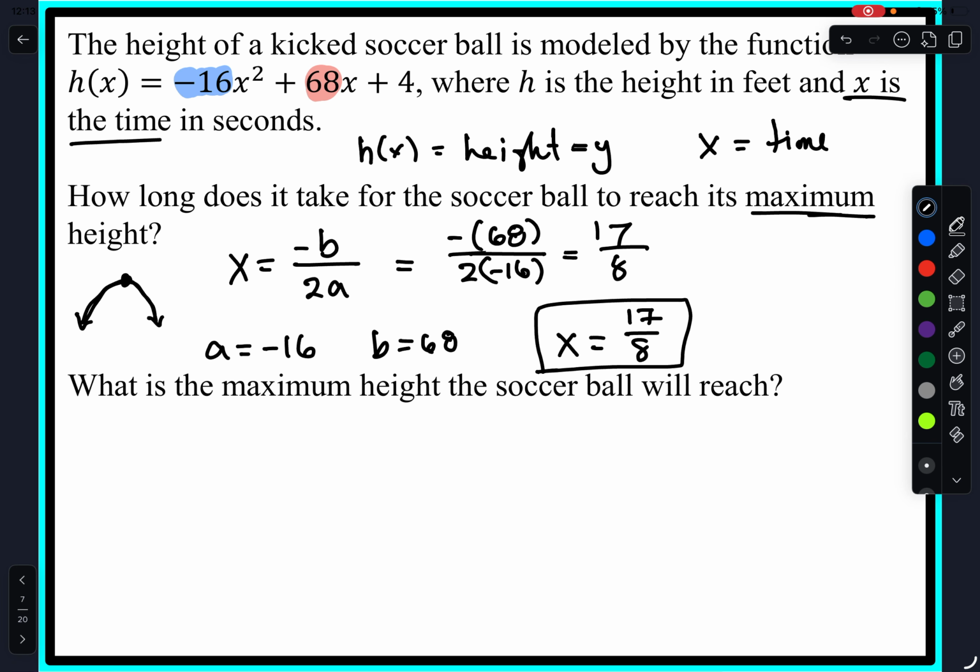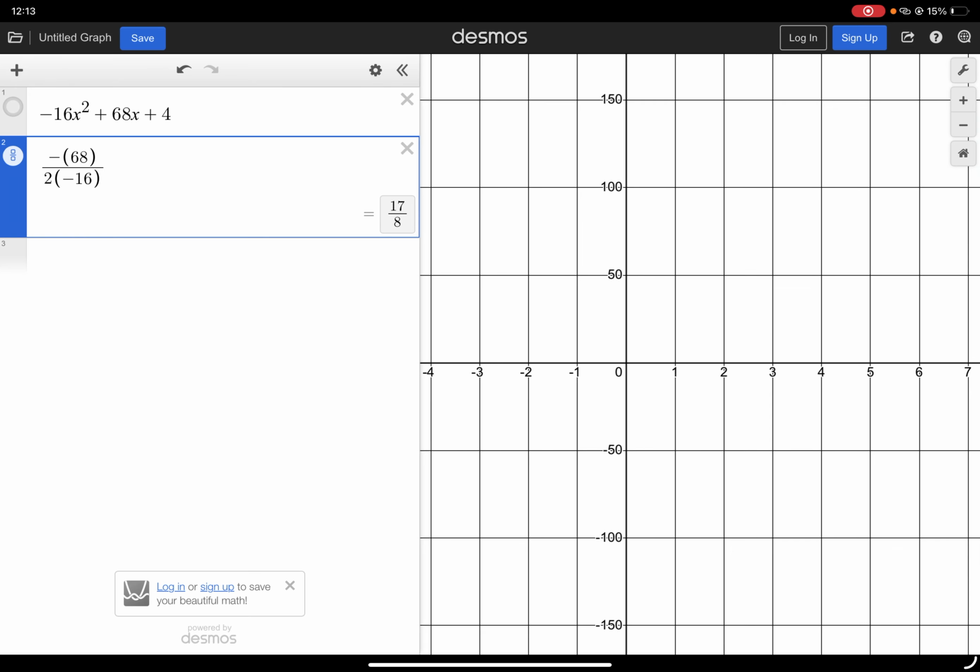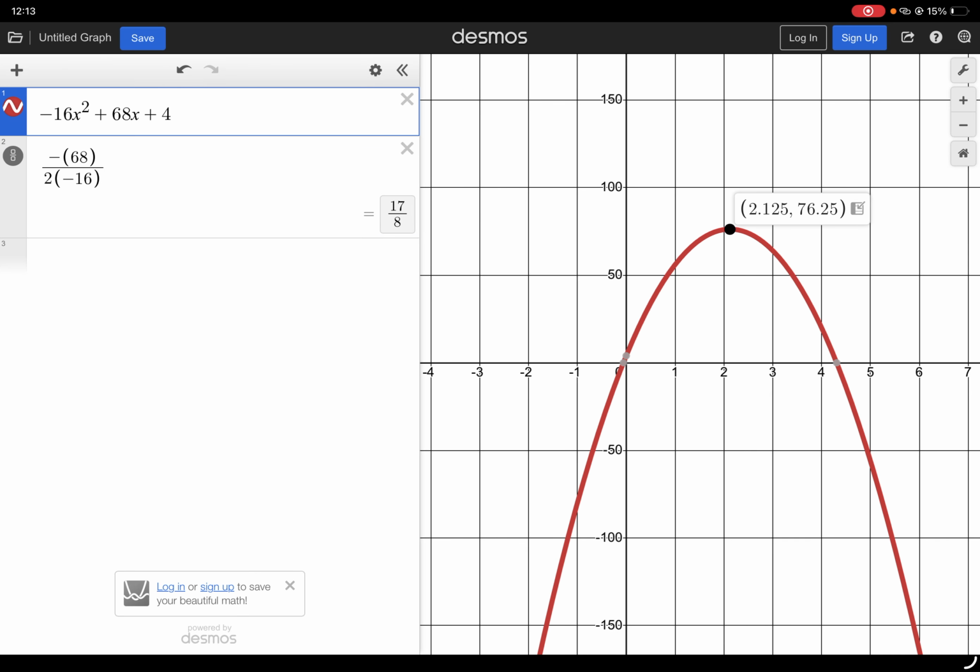Now, what is that maximum height going to be? Again, with decimals, we see that the decimal equivalency of that is 76.25. Let's see what the fraction value of that is.